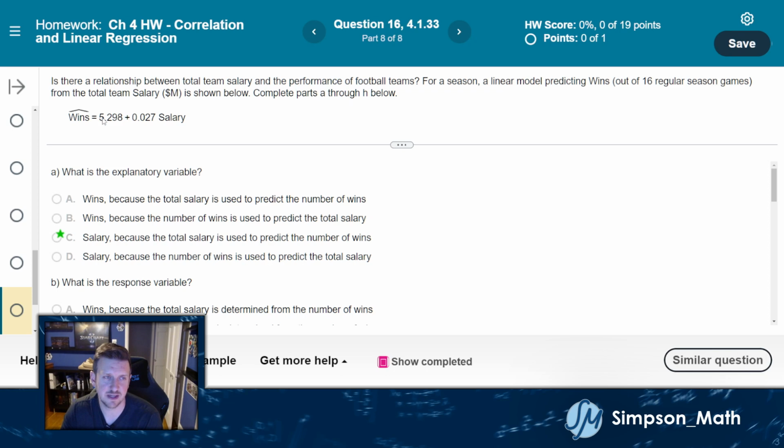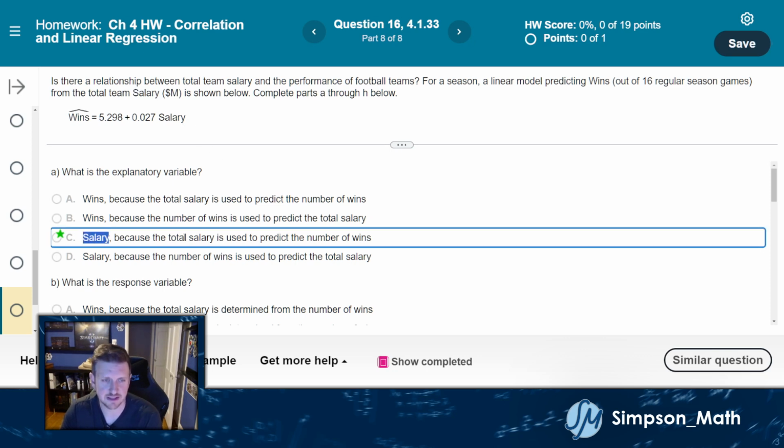So the predicted number of wins is 5.298, this is the y-intercept, plus the slope of 0.027 times the total team salary. So if I add up all the players, the total team salary, that is our explanatory variable, salary, because salary is being used to predict the number of wins.